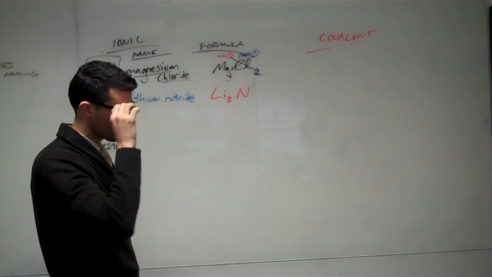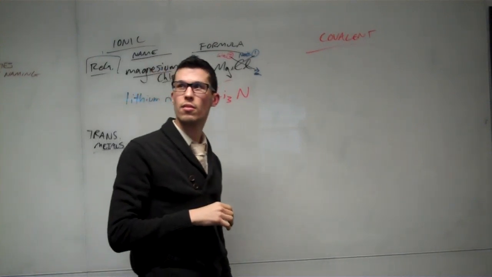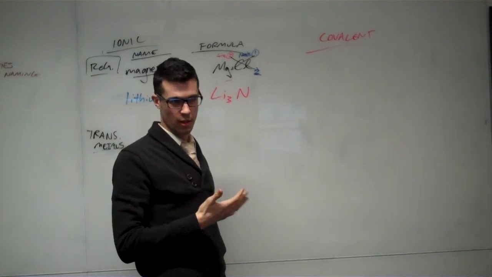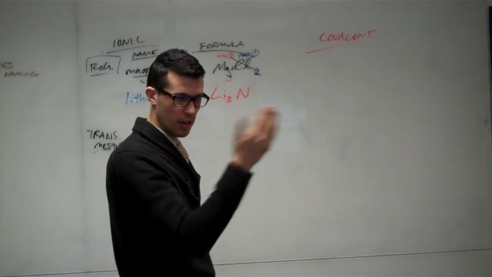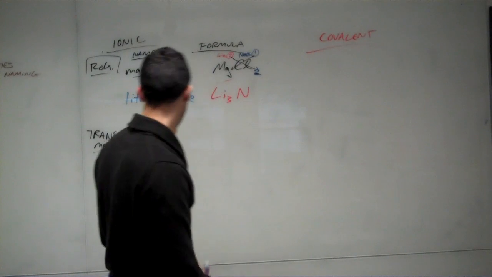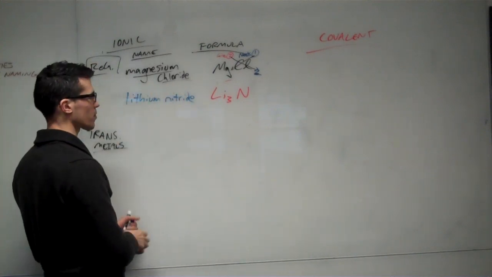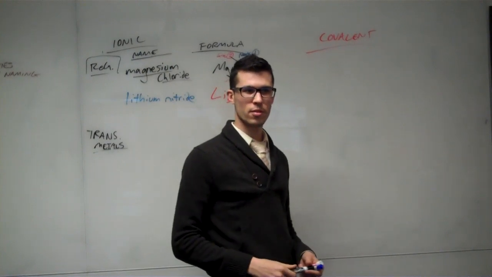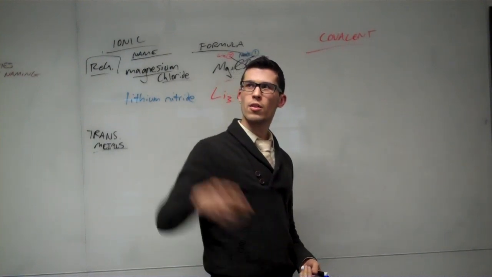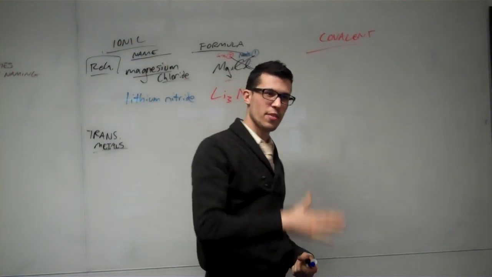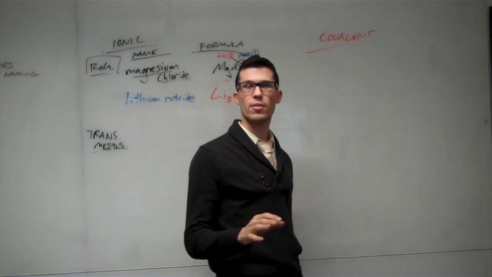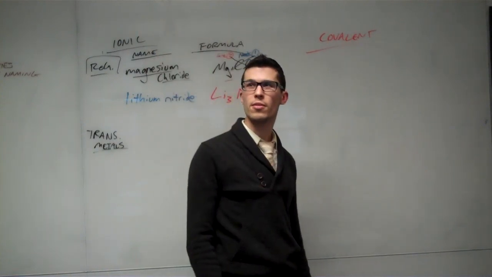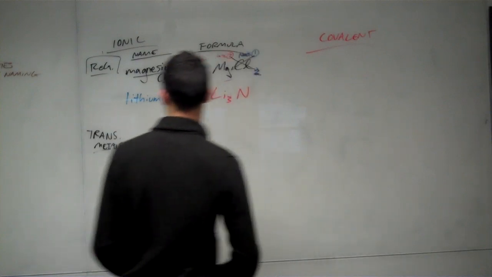Oh, okay. Wait, lithium's not a metal? It is a metal. It's on the left-hand side. Everything to the left of the staircase is a metal. You see the staircase? Yeah. Except hydrogen. Hydrogen is not. Right. Okay. There you go.